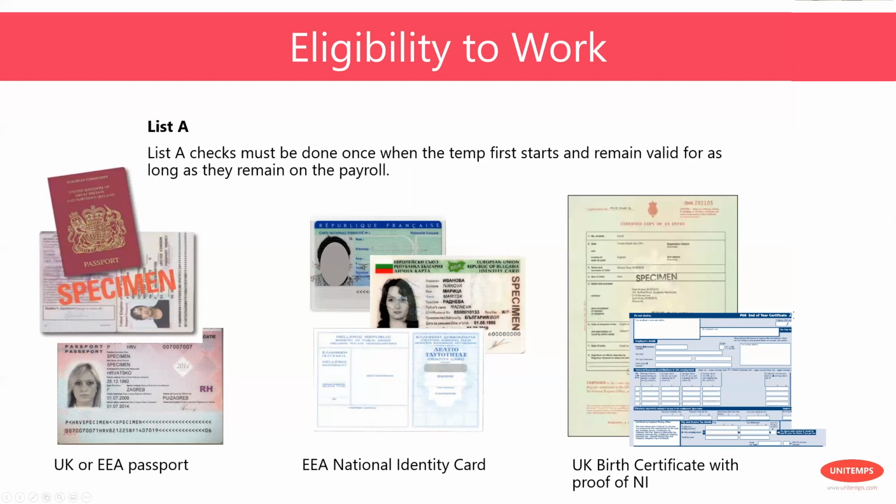And lastly, UK birth certificates, but they have to be shown with proof of national insurance number. So the birth certificate on its own isn't sufficient, but they can prove right to work with that. And then it would be a letter from a government agency with their name and national insurance number on it, their NI card, or it could be a P45 or a P60 or a pay slip from a previous employer, which has got their name and national insurance number on it. Cool.